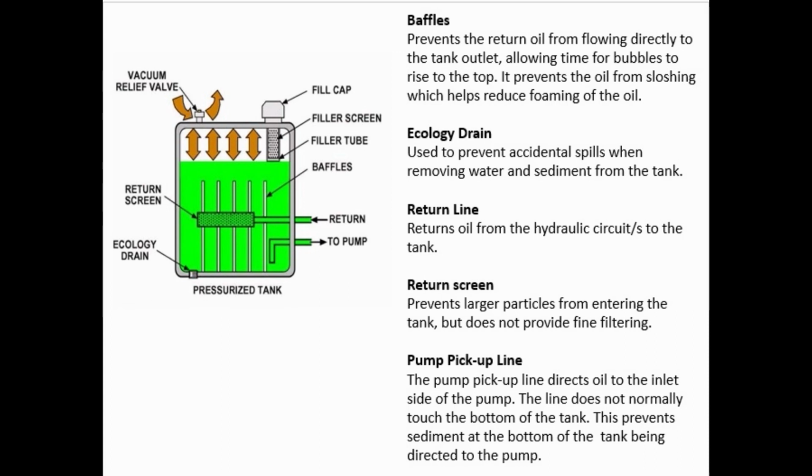Ecology drain, used to prevent accidental spills when removing water and sediment from the tank. Return line, returns oil from the hydraulic circuit to the tank. Return screen, prevents larger particles from entering the tank but does not provide fine filtering. Pump pickup line. The pump pickup line directs oil to the inlet side of the pump. The line does not normally touch the bottom of the tank. This prevents sediment at the bottom of the tank being directed to the pump.